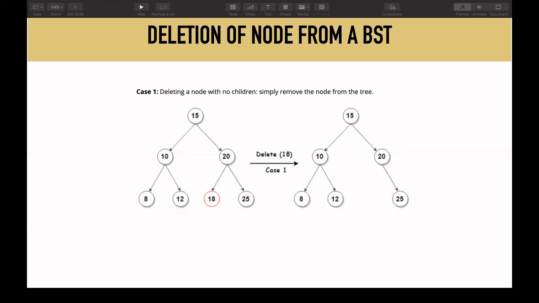In that case, what we do is we first do the search operation, and after finding the node 18, we simply free it from the memory. In C or C++, there are keywords known as delete or free, using which you can free the allocated memory.